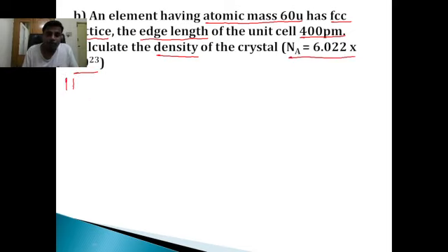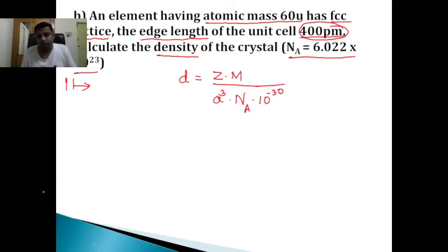By the way, what is the formula to calculate the density of the unit cell? Density of the unit cell is given by the formula Z into M divided by A cube into Na. See guys, if edge length is in picometer, make sure you multiply the denominator with 10 to the power of minus 30.